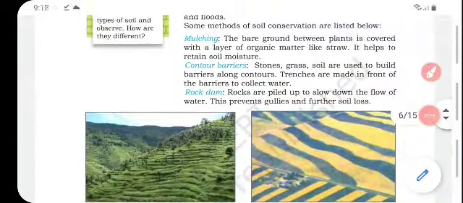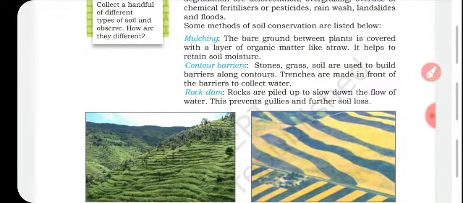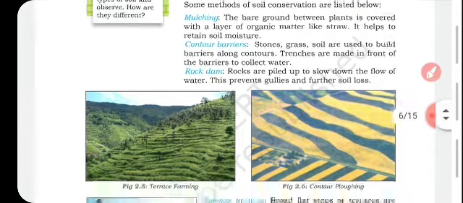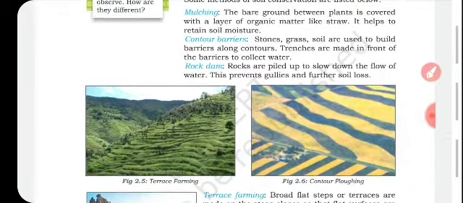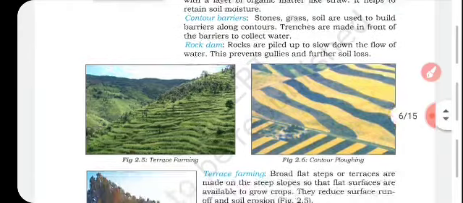Now rock dam: rocks are piled up to slow down the flow of water. This is the third technique. Basically, lots of rock dams are constructed, which store the water, and the water does not go into the soil portion, and it helps to reduce the erosion. This prevents gullies and further soil loss.